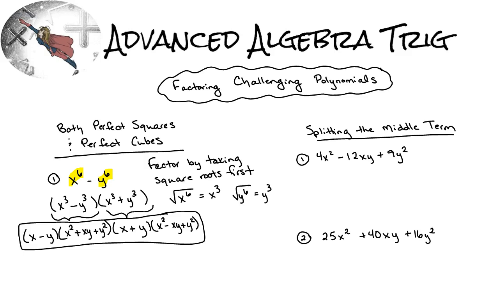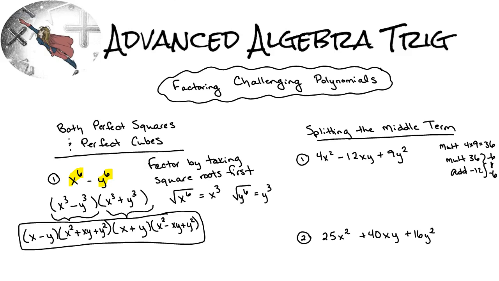Now, splitting the middle term just looks a little harder with problem number 1 over here. We have to split the middle term because we have the leading coefficient of 4, and there's no GCF that we can take out. So we need something that would multiply to the 4 times the 9, which is 36, and at the same time add up to negative 12. Well, the two numbers that would work would be negative 6 and negative 6. So we're going to split the middle term.